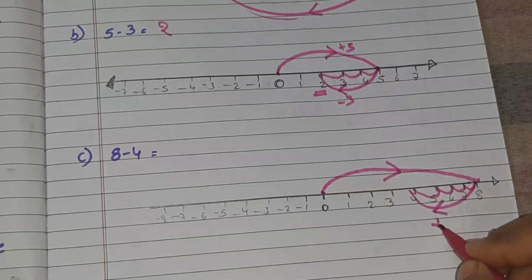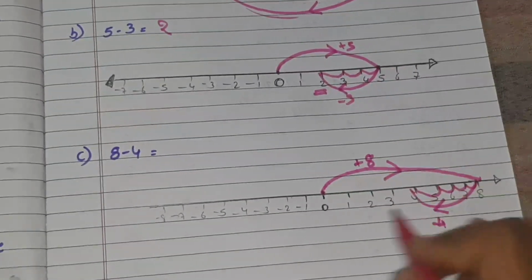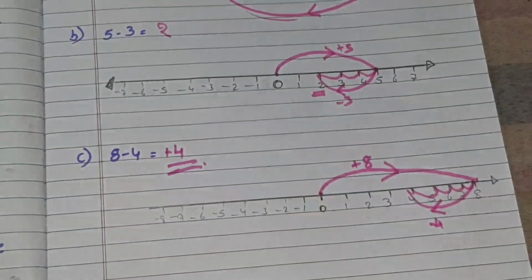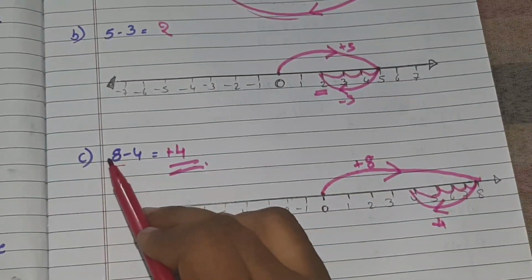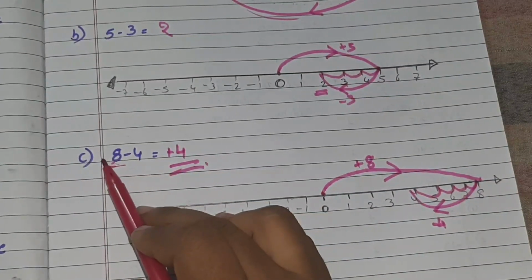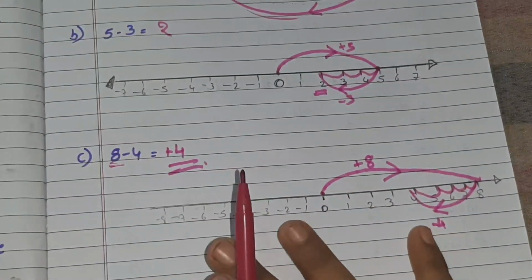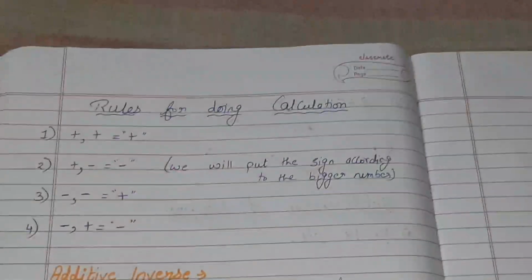This means it is minus 4 and it is plus 8. So what are we getting? We are getting plus 4. Understood? Why plus? Because the greater number's sign counts, and before 8 there is nothing, which means it is positive. Up to here you understand? I hope you are able to understand and do all the questions that I have.